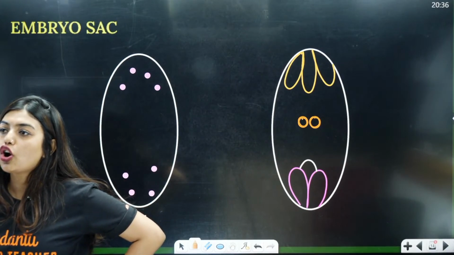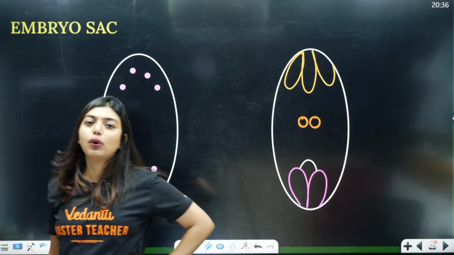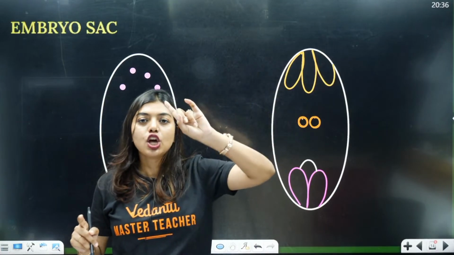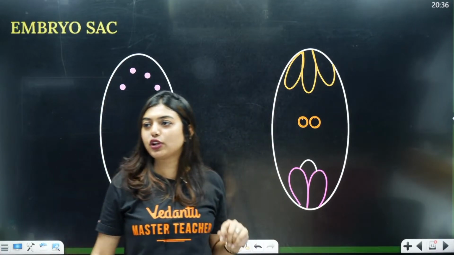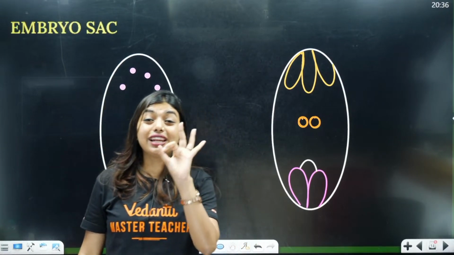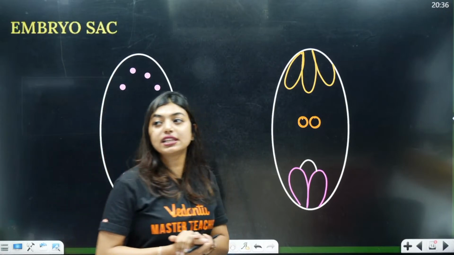Yes, it is also called monosporic development. Why? Because only one functional megaspore is undergoing the rest of the process. So we can also call it monosporic development. Very good, Babu. Yes, 2 meiosis and 3 mitosis. Very good. Who is that?